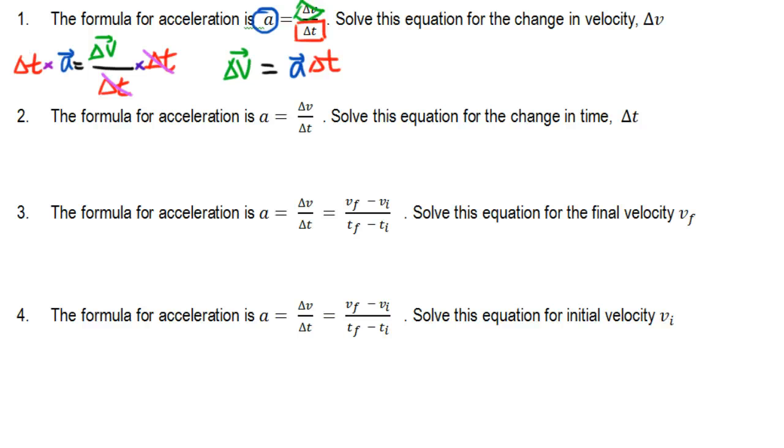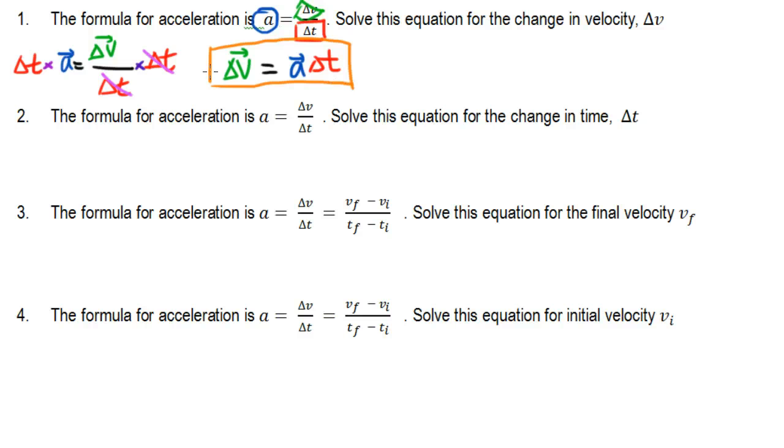Now you might ask, shouldn't it be delta t times a? Yeah, it can be, but we know the associative property of multiplication allows us to flip this. 3 times 4 equals 12. 4 times 3 equals 12. So a times delta t equals delta v, or delta t times a equals delta v. Either way, this is our final answer for number 1.